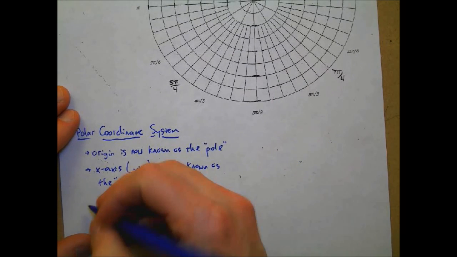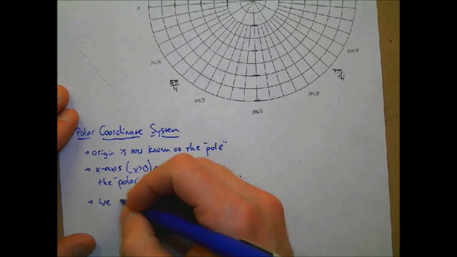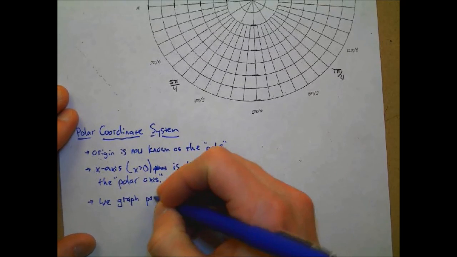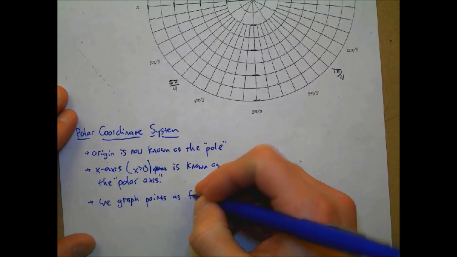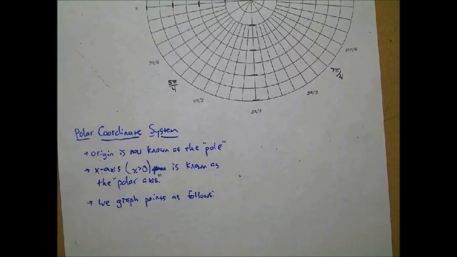And we graph points as follows. We're in a two-dimensional space. In the past, when we were graphing things in two dimensions, we needed two numbers, an x-coordinate and a y-coordinate. The number of numbers is not going to change. The very fact that it's two-dimensional requires that we have two numbers to locate a point. You can't locate points in two dimensions using a single number. It just doesn't work.